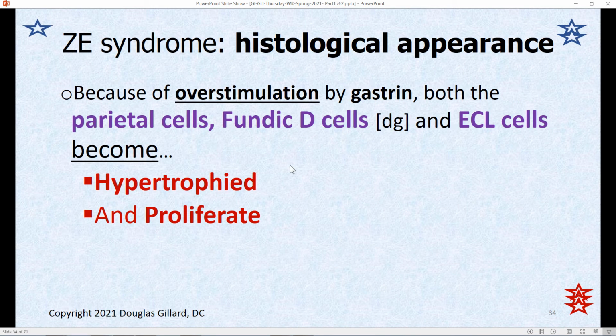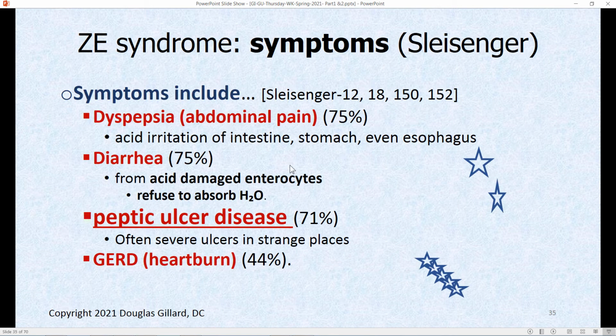What about the histological appearance of the players here that gastrin is involved with? Well, we know gastrin binds to parietal cells, it binds to ECL cells, it also binds to fundic D cells. So all of those tissues on histological examination are going to be hypertrophic. So they're going to be bigger than normal, they're going to be proliferative, so there's going to be too many of them. Practice makes perfect, right? And you get bigger. So histologists can spot this real easily.